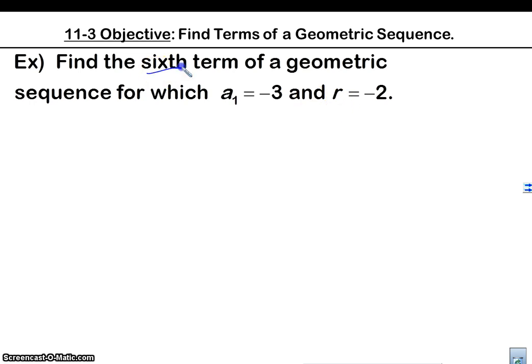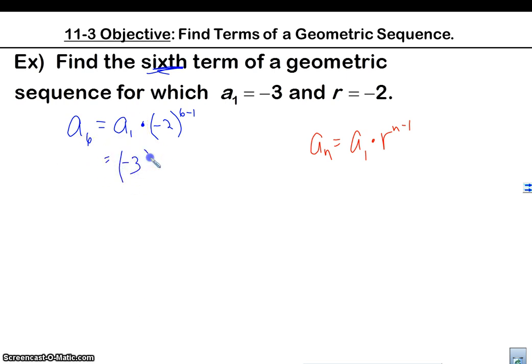Find the sixth term. Okay, so I'm looking for a sub 6 of this geometric sequence. So a sub 6 is equal to a sub 1 times r to the n minus 1. And remember that I'm using this formula: a sub n equals a sub 1 times r to the n minus 1. So here we go. Let's do it. It's not that bad. A sub 1 is -3 times -2 to the 5th power.